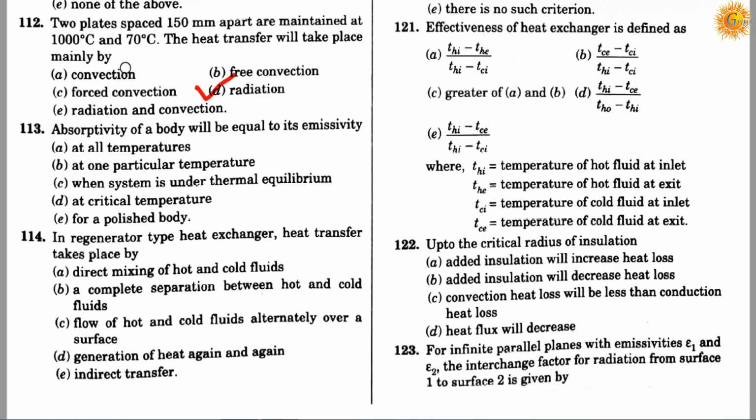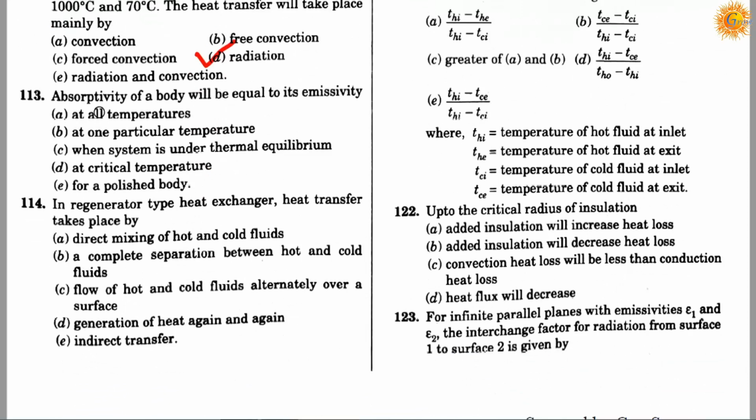Question number 113. Absorptivity of a body will be equal to its emissivity, option A, at all temperature, option B, at one particular temperature, option C, when system is under thermal equilibrium, option D, at critical temperature, option E, for a polished body. Correct answer is C. It will be when system is under thermal equilibrium.